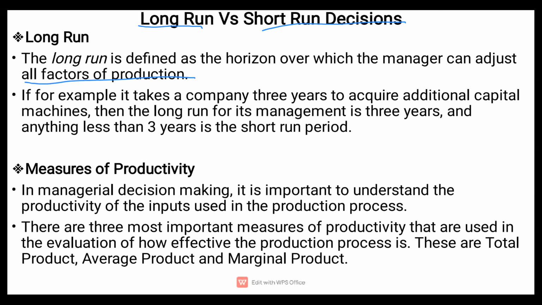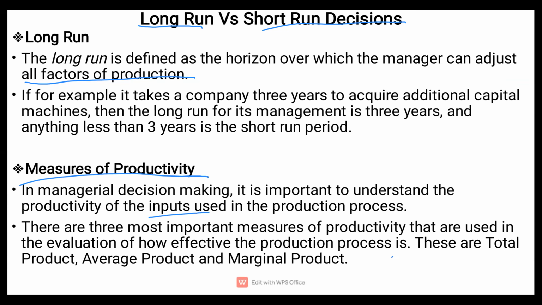We have some of the critical measures that I would still want to re-echo: measures of productivity. We're looking at production and cost afterwards. When you're measuring productivity, managers making decisions need to understand the productivity of the inputs that they use in the production process. How productive are the inputs that they use? That is very, very important.